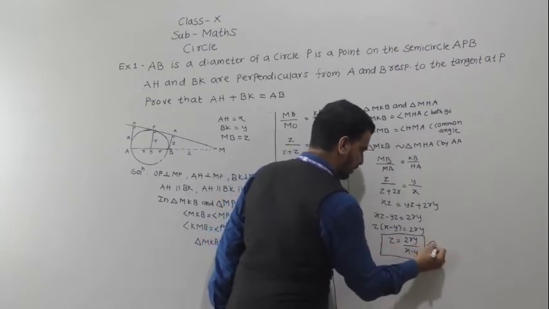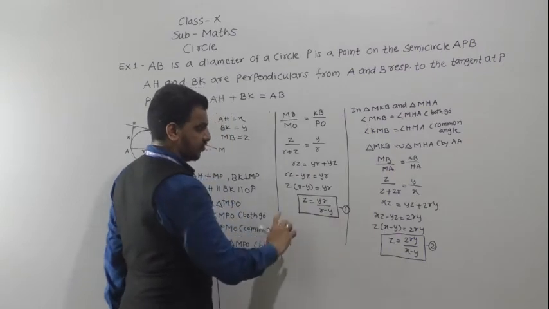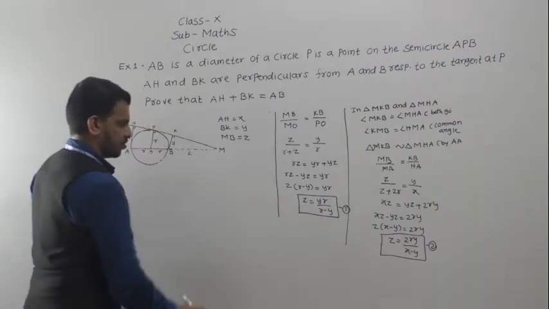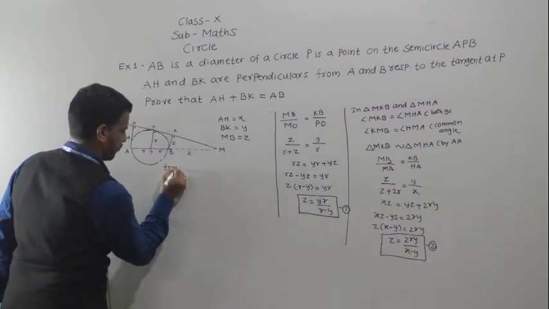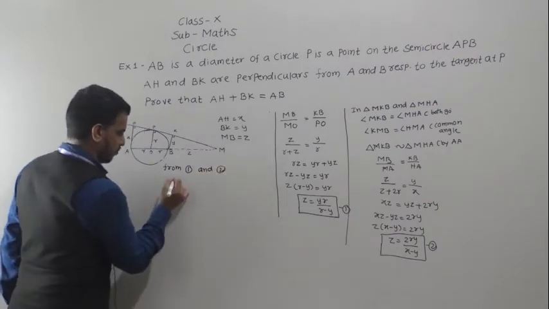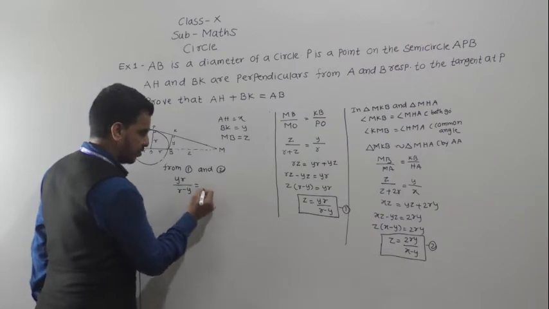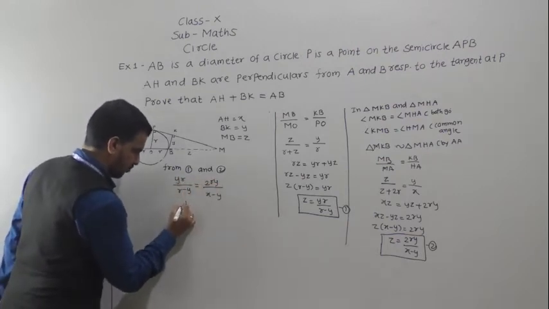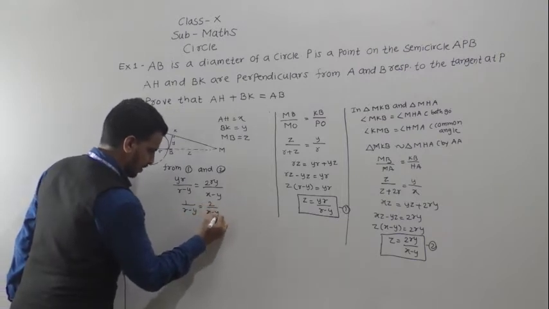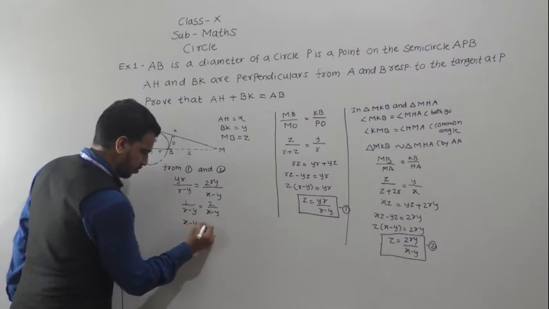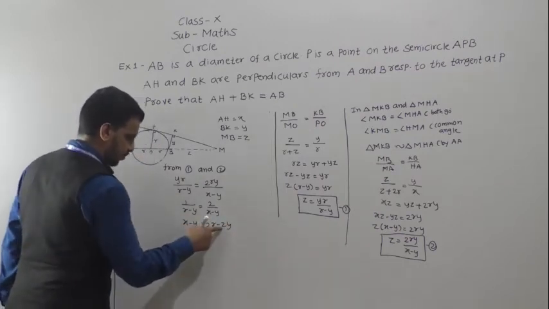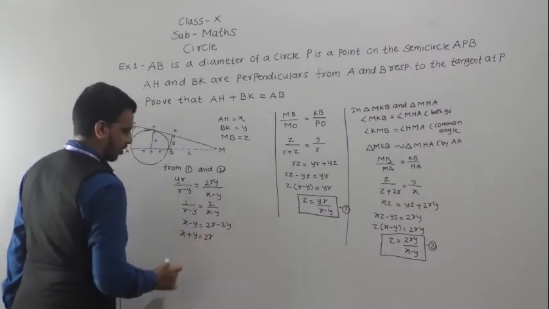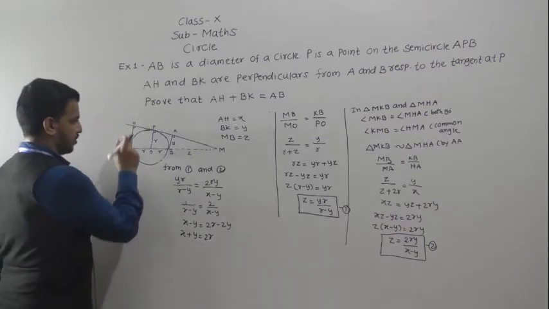So if we call these equations 1 and 2, these two are values of Z, so we can equate the values of Z. From 1 and 2, YR upon R minus Y is equal to 2RY upon X minus Y. Here YR will get cancelled. What remains? 1 upon R minus Y is equal to 2 upon X minus Y. If we cross multiply, X minus Y is equal to 2R minus 2Y. If we shift minus 2Y here, X minus Y plus 2Y, that is plus Y, is equal to 2R. Now X means AH, Y means BK.